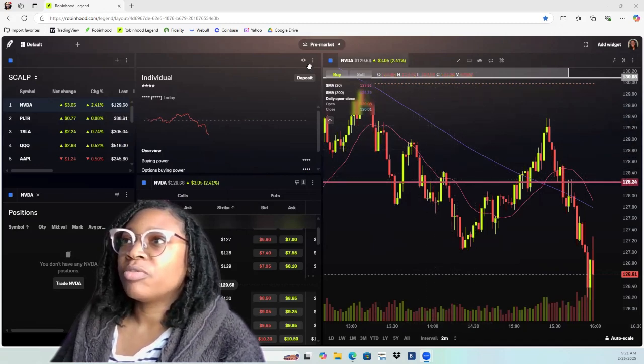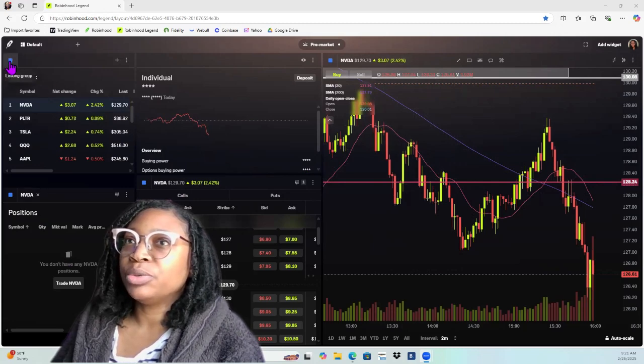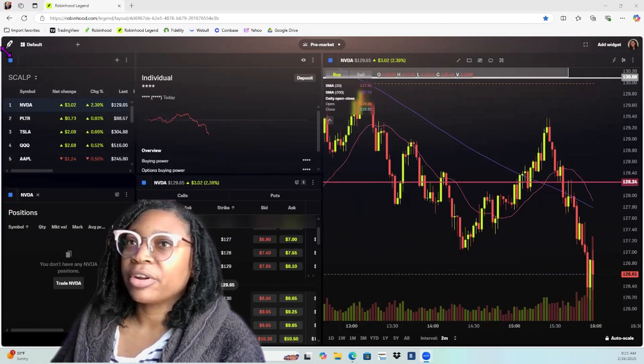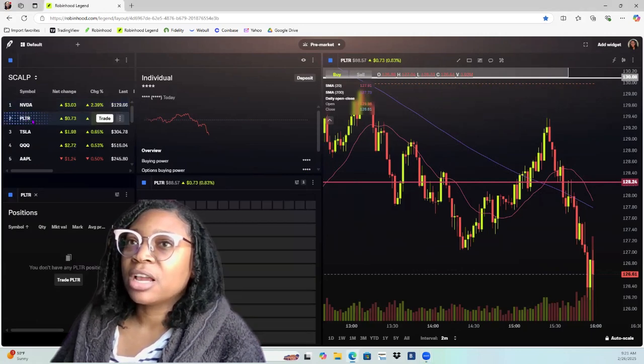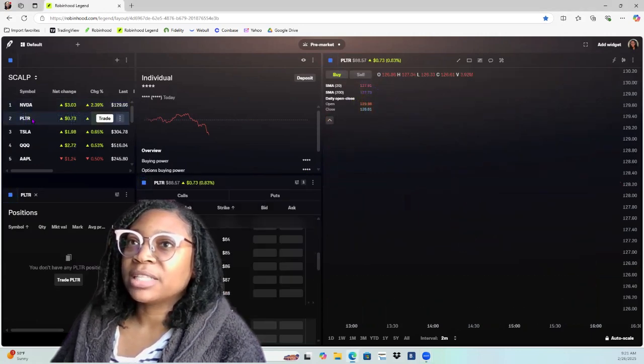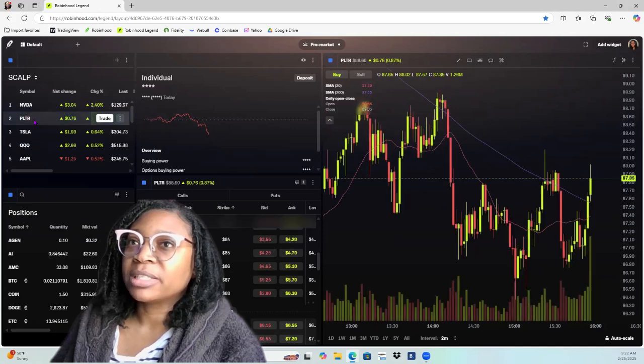All of these windows are connected. I don't know if you notice this blue square. It's linking all of my windows together. So if I click on PLTR, once I click on that ticker symbol, it will load the respective data for that symbol.